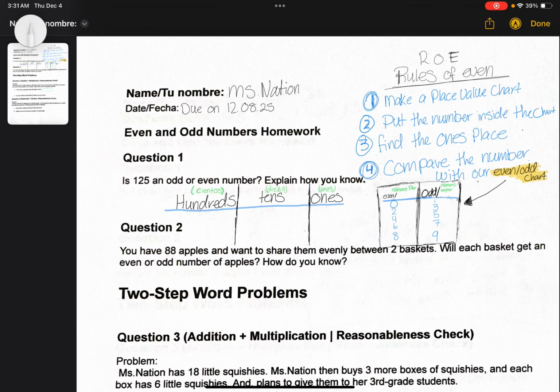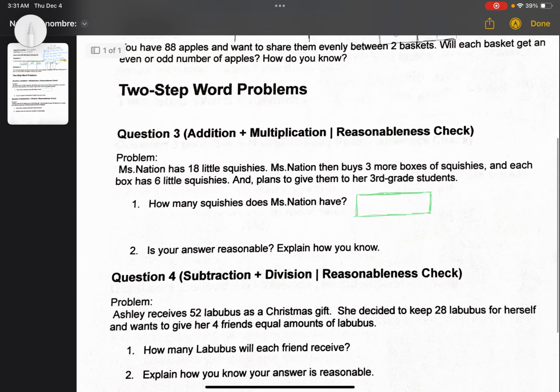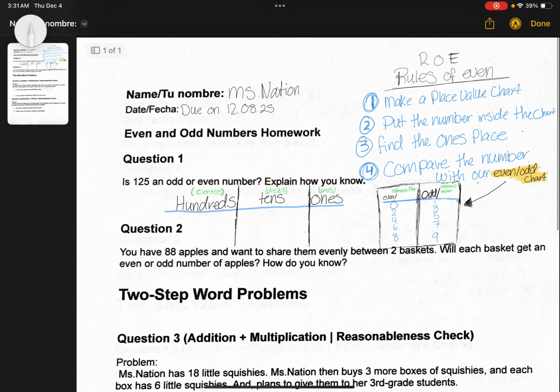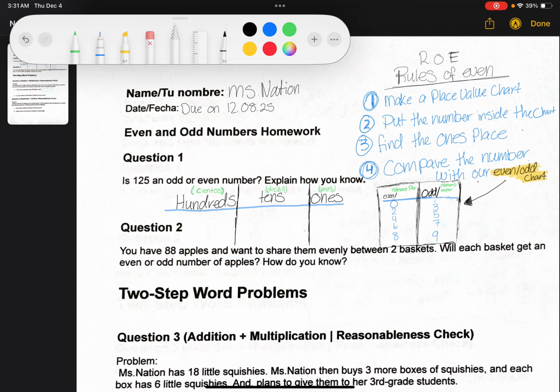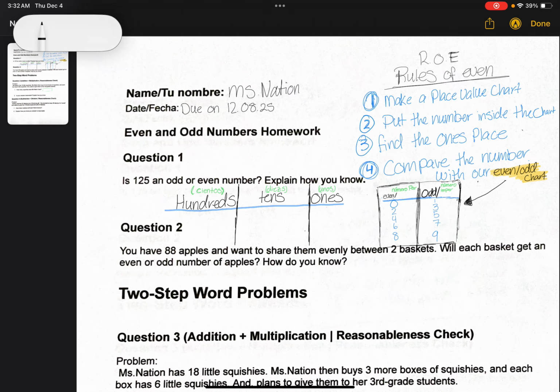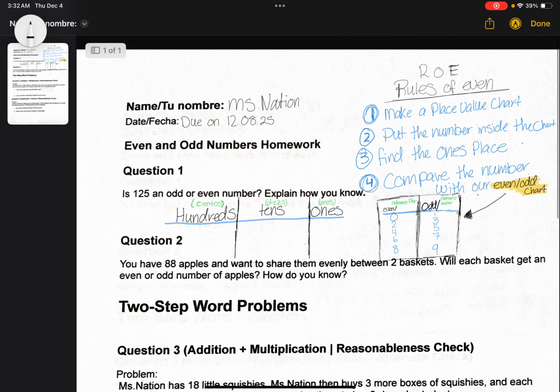Good morning, third grade. Welcome, and here's your first official constant homework assignment for the rest of the year. Now, we have a total of 4 problems, and we're going to start on question 1. I'll make this black. Now, let's get started on question 1.